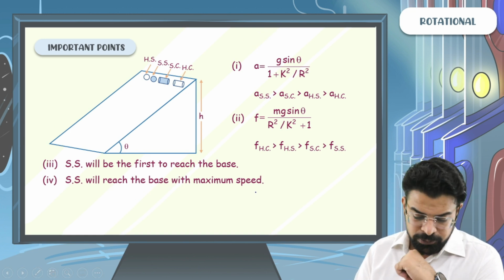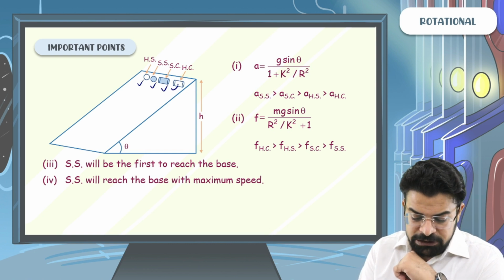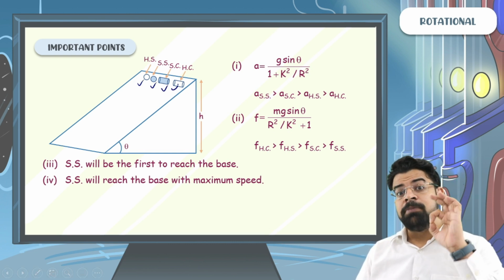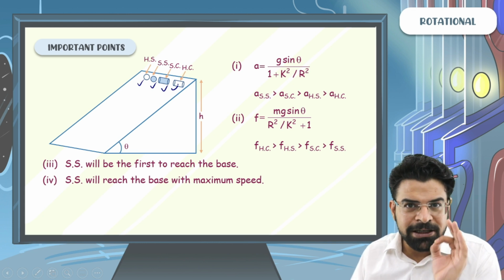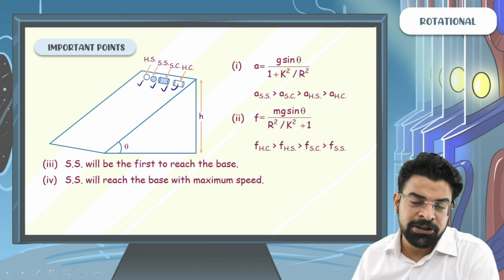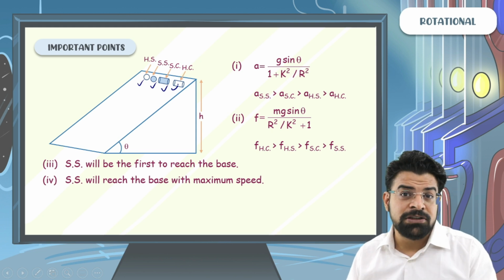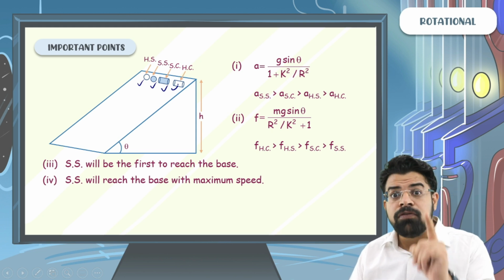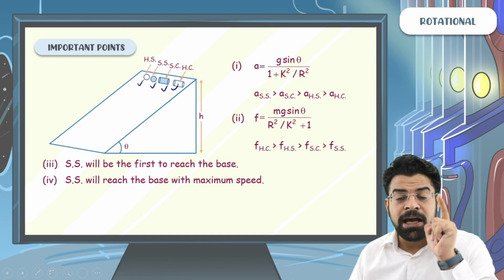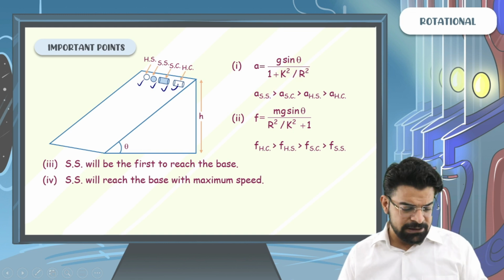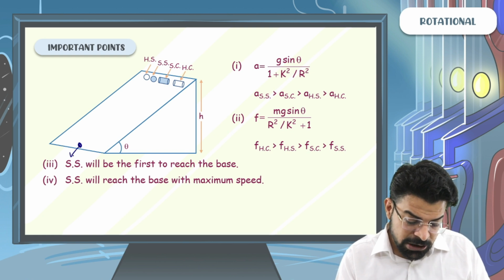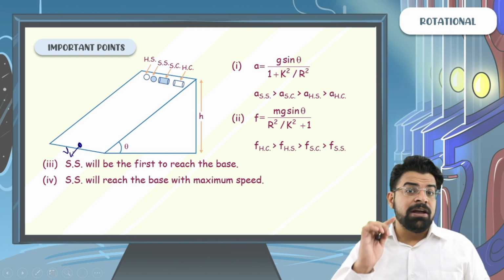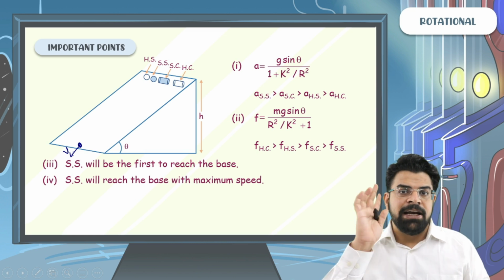Now I ask you, out of these four objects, which one reached the base with maximum kinetic energy? A student tends to answer solid sphere, which is the wrong answer. All of them will have the same kinetic energy on reaching the base. Sir, why? See beta. The solid sphere will have the highest speed. Yes. So the solid sphere will have the greatest translational kinetic energy.